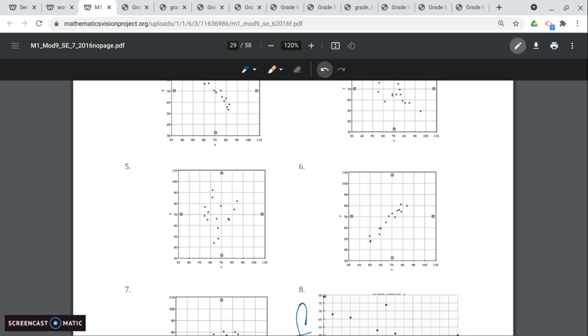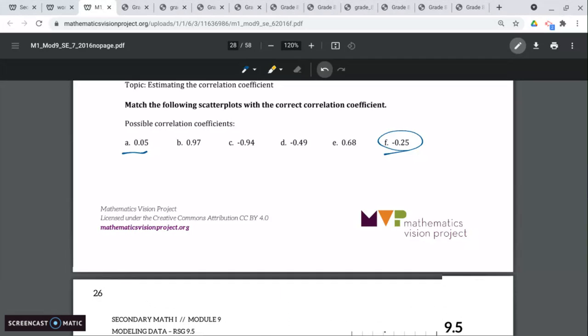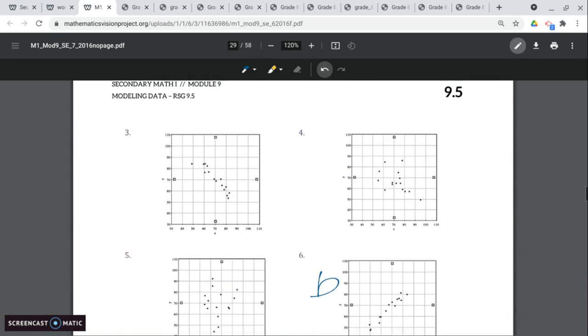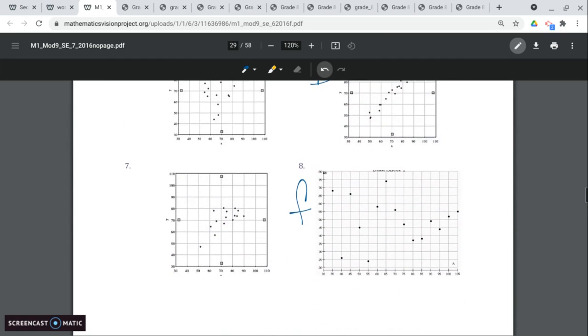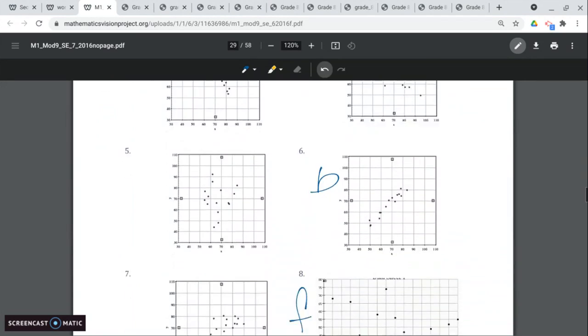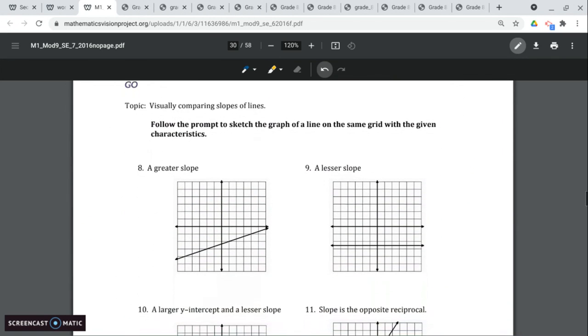Now, on 6, notice how close together these are. These are real close together, and they're going in a positive direction. So we want to find the largest correlation coefficient that's positive. Well, that's going to be B. So this is B. So you guys will do the same thing for the rest of these. So look at what's negative, what's positive, and focus on how spread out these points are. Okay. So correlation is your keyword for this lesson, correlation.